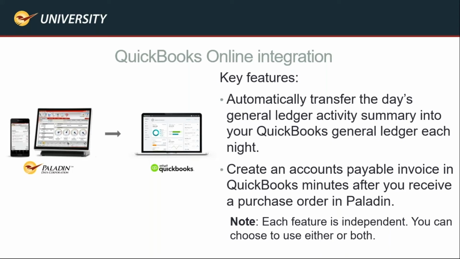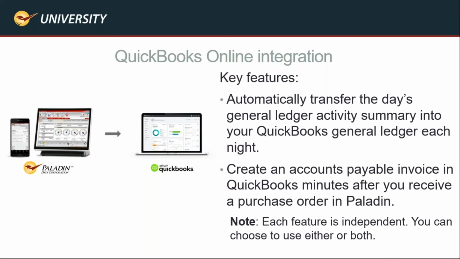So some of the QuickBooks Online integration key features is you can automatically transfer the day's general ledger activity summary into your QuickBooks general ledger each night. That is one of the features that we've created. The other one is you can create an accounts payable invoice. As many of you know, Paladin's not an AP system. We are an AR system, sending out your monthly statements, but we don't track who you owe money to, only who owes you money. So many people use QuickBooks, and if you're using QuickBooks Online, then this is perfect for you to track all of your accounts payable, your general ledger, time clock, all that stuff. And so this will help you track this by sending these accounts payable invoices over to QuickBooks.